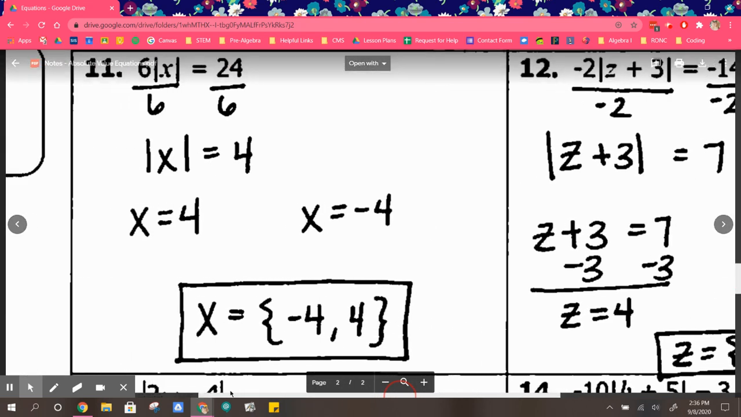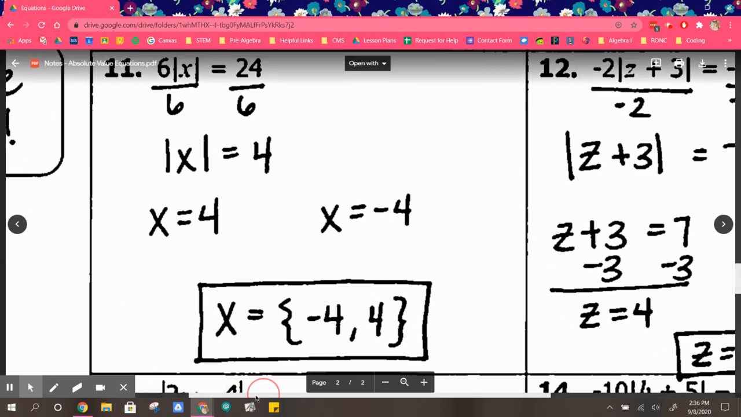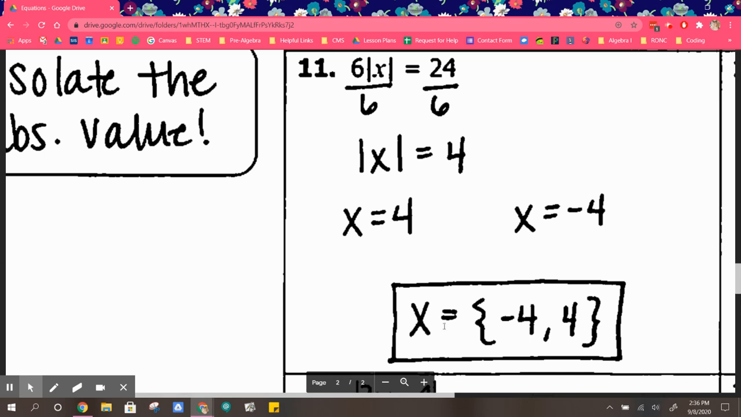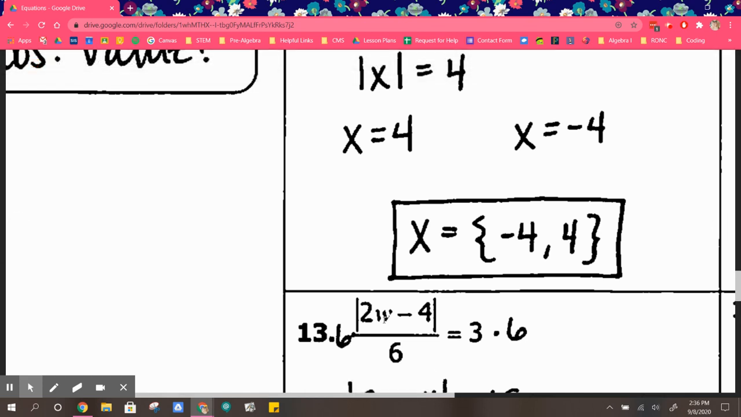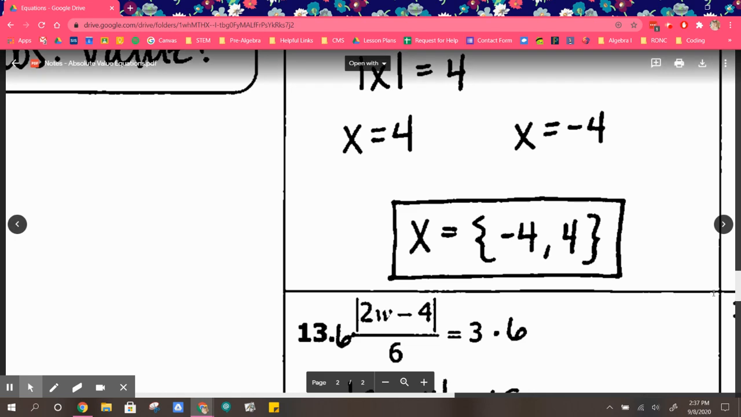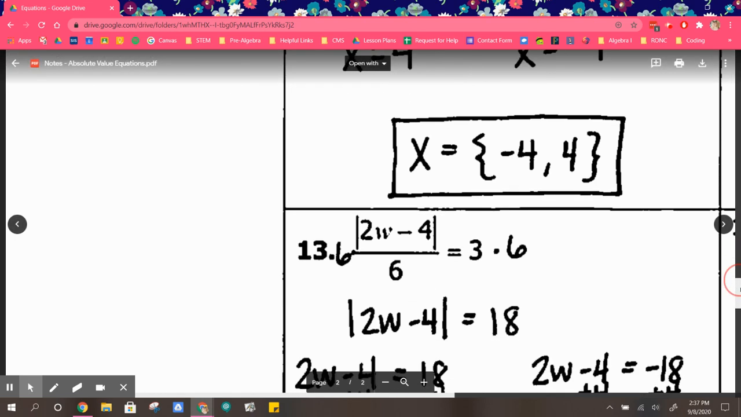All right, so let's look at number 13. Number 13 gives us the absolute value of 2w minus 4, all over 6, equals 3. So you can see that they're multiplying by 6 first here. We're getting rid of that division part because we want to get the absolute value bars by itself. So in order to get the absolute value by itself, you need to multiply both sides by 6 to cancel out that denominator of 6. So on the left, you now have the absolute value of 2w minus 4, and you have equals 3 times 6 is 18. So now that we have our absolute value bars isolated, we can go ahead and solve.